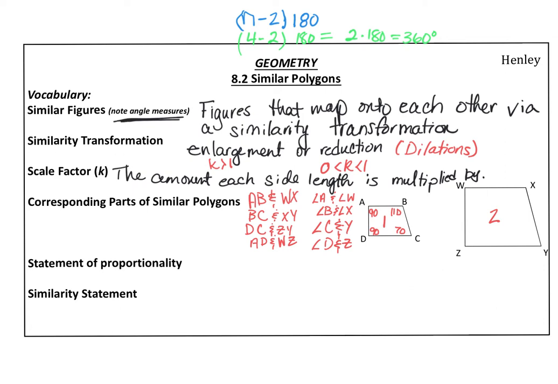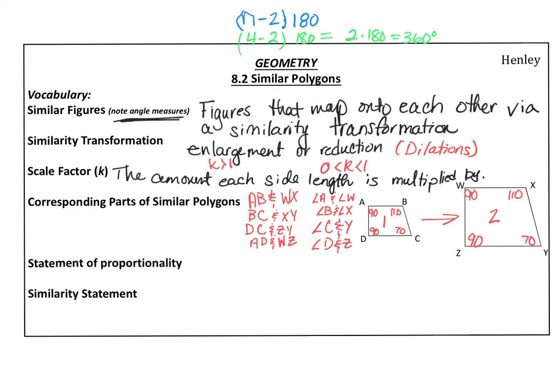Now, because my smaller shape has angle measurements of 90, 90, 70, and 110, we look at number 2, and that one will also have 90, 90, 70, and 110. The angle measurements in similar shapes will be exactly the same, no matter the difference in size.